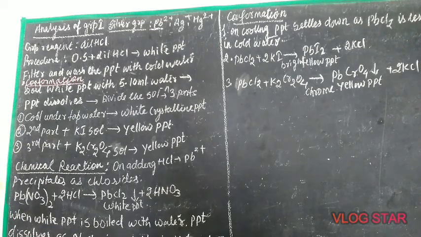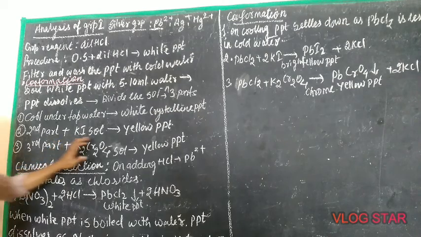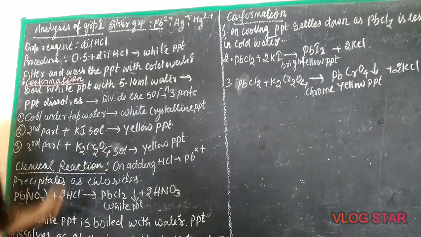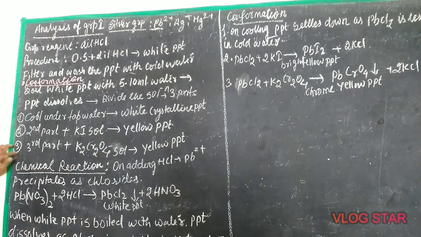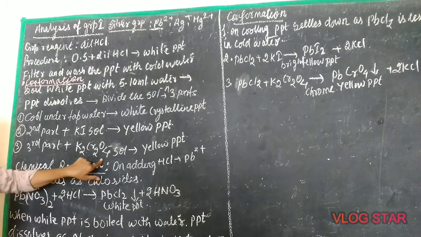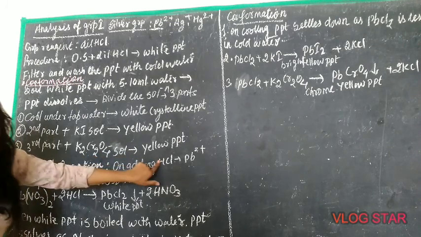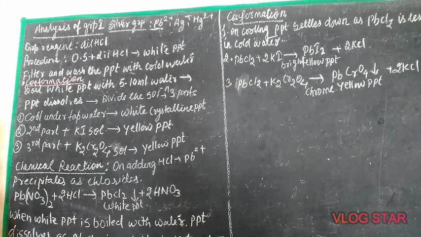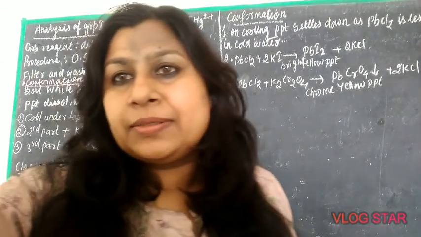To the second part, add potassium iodide solution, that is KI solution. It gives yellow PPT. To the third part, add potassium chromate solution. K2CrO4 is potassium chromate. It gives yellow PPT. All these confirmations show that lead radical is present.